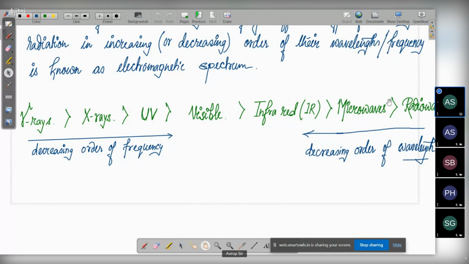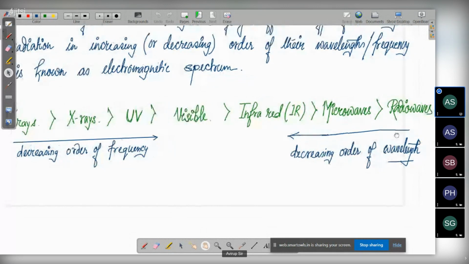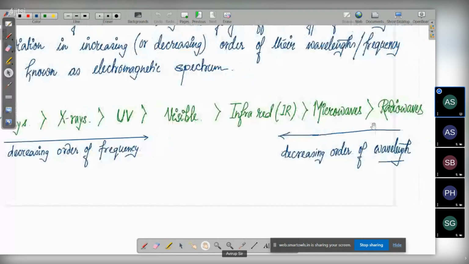Okay, now a brief idea about radio waves. Radio waves are generally used in our telecommunication signals. In all our mobile phones and satellite communication, radio waves are used because of their very large wavelength. Microwaves are generally used in microwave ovens. The microwave oven that we have, there we have our microwaves being used.